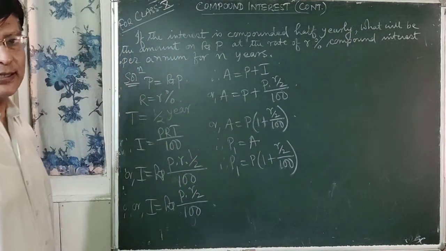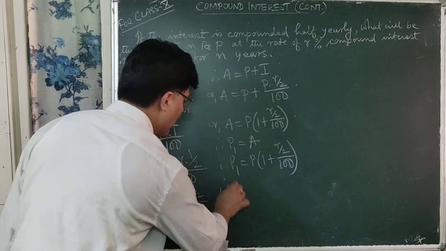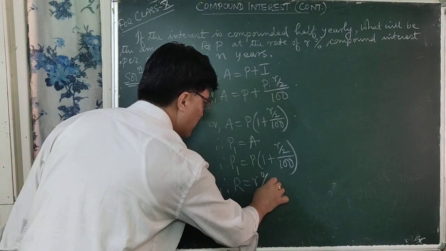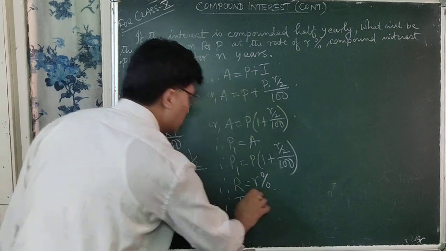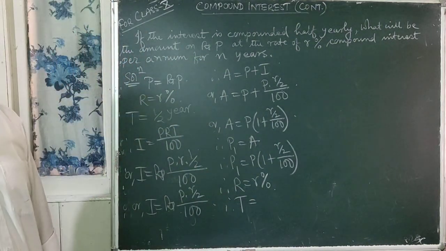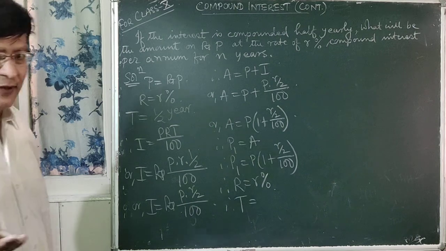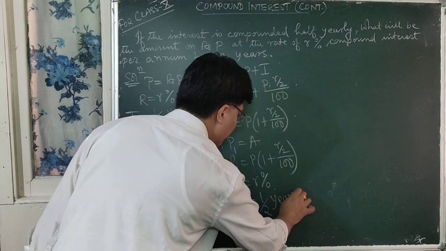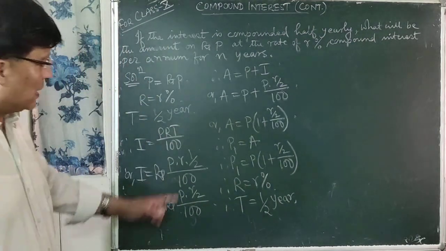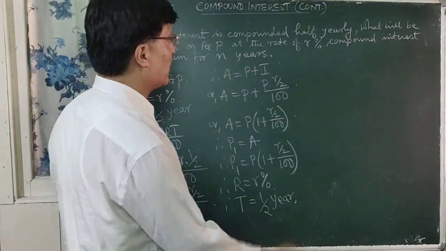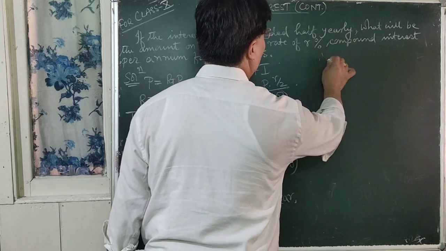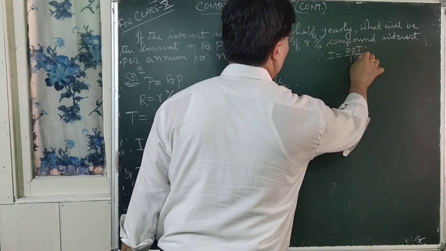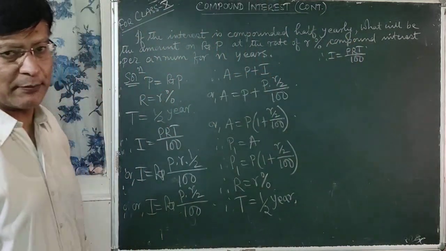Now let us calculate its interest. Therefore, what is the rate of interest here? Same R%. So what is the time here? For the next 6 months means 6 months, that is half year. So this is your half year, right? Let us calculate its interest now again. What is the formula? Same formula. Therefore, I is equal to PRT upon 100. This is the formula that I am writing.